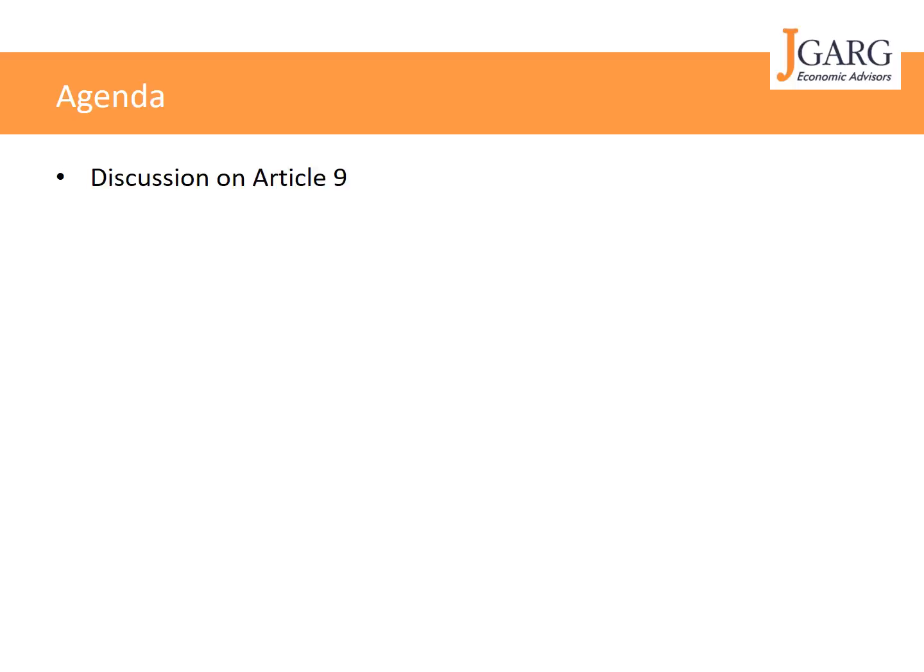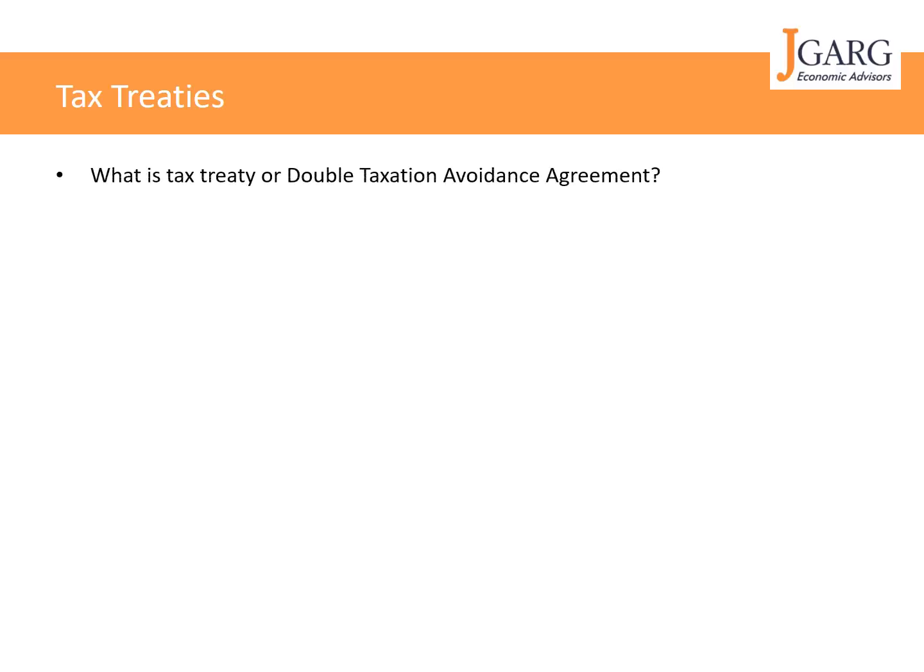Agenda. The only agenda in this video tutorial is to understand Article 9 of the Model Convention, that is the OECD Model Convention and the UN Model Convention. So the first question that comes is, tax treaties. What is a tax treaty or double taxation avoidance agreement?